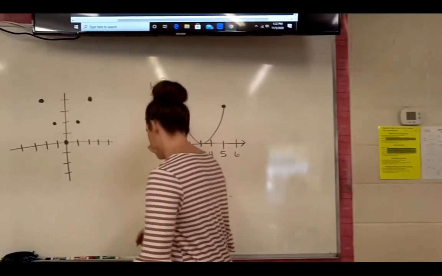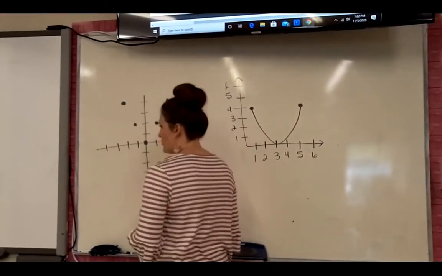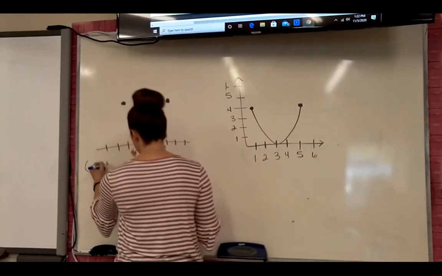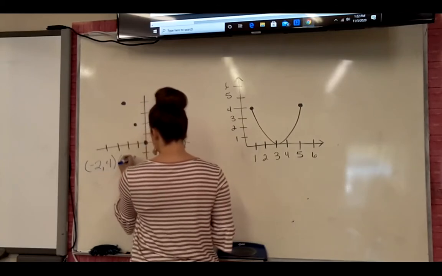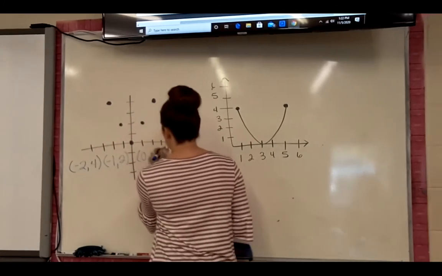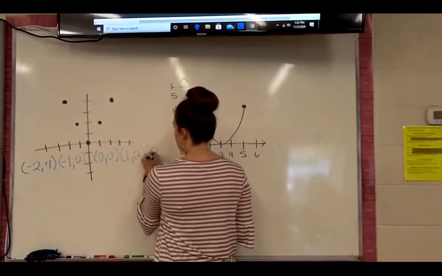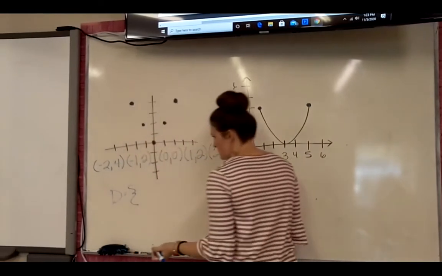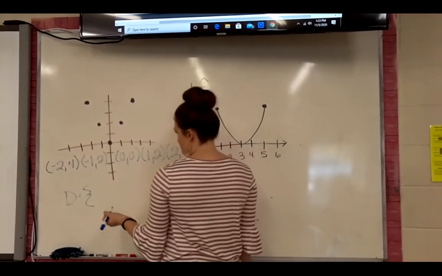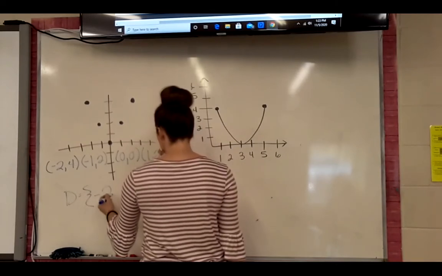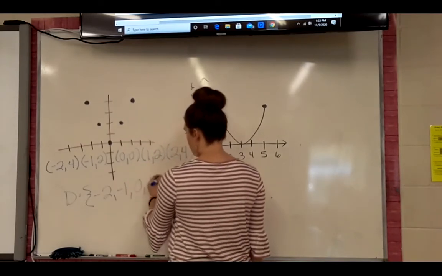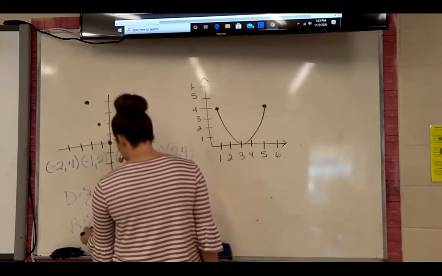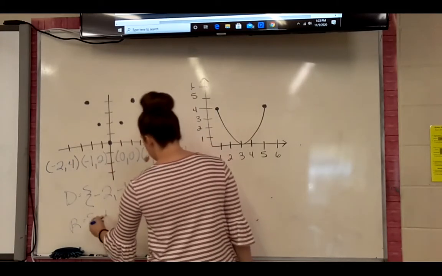Okay, on number 9, list your points first, and it doesn't matter the order. So we have the points (-2, 4), (-1, 2), (0, 0), (1, 2), and (2, 4). Your domain is listing your x values. So we have negative 2, negative 1, 0, 1, 2. For your range, you have 4, 2, and 0, and that's it.